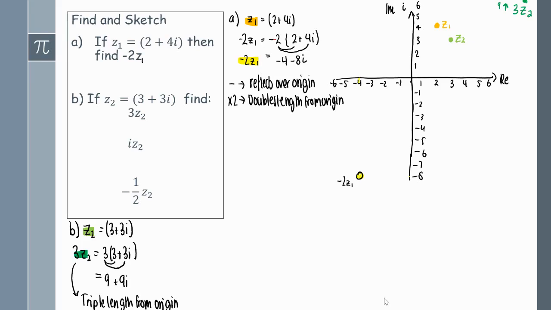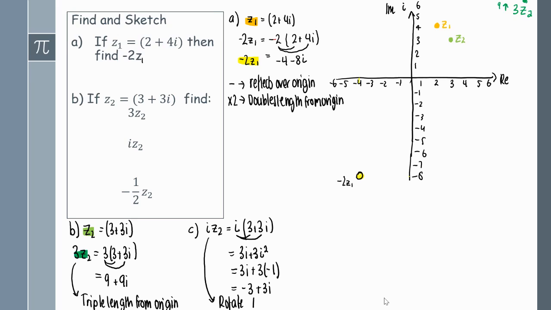Let's try and do i times z2. I'll have i times 3 plus 3i. When I distribute, I'll get 3i. Then I'll have i times 3i, so that will be 3, i times i, which is i squared. Just recall that i squared is negative 1 and replace that in there. So we'll get 3i minus 3, or minus 3 plus 3i to have the real part first.